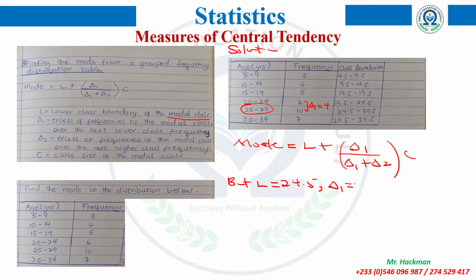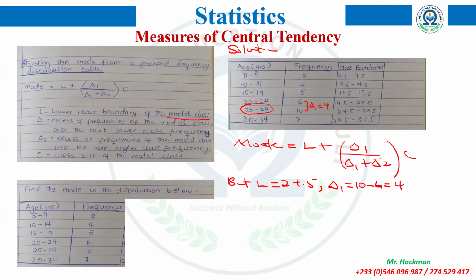Okay, the excess of the modal class frequency. The modal class frequency is 10, minus the next lower class, and that is 6. So that indirectly will give us 4. Is my point well made now, Kezia? Kezia, are you there? Yes, please. Are you fine now?